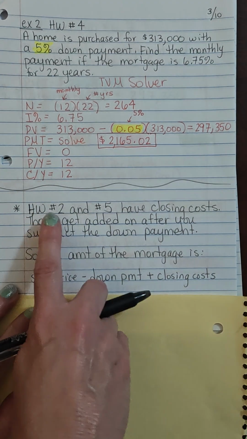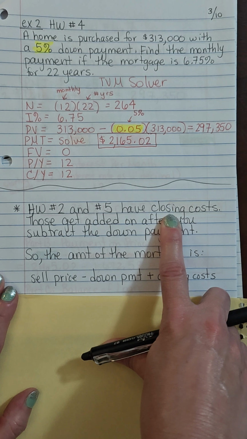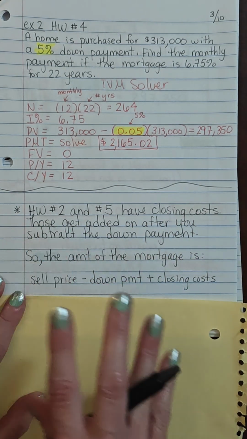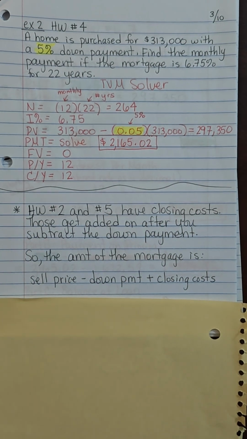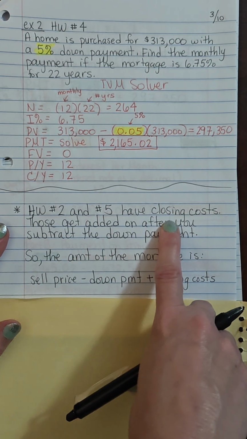All right. Now, homework number 2 and number 5 have closing costs in them. The closing costs are these costs associated with the mortgage, okay? It's the cost to do that closing. That's when you actually buy everything. And there's the stack of papers that you have to sign a bajillion copies of and just hope that there's not something in there that you're signing away your firstborn child or something. They have these closing costs.